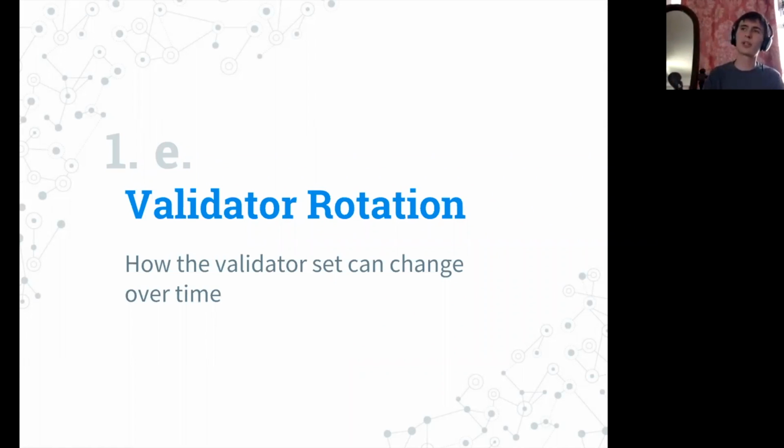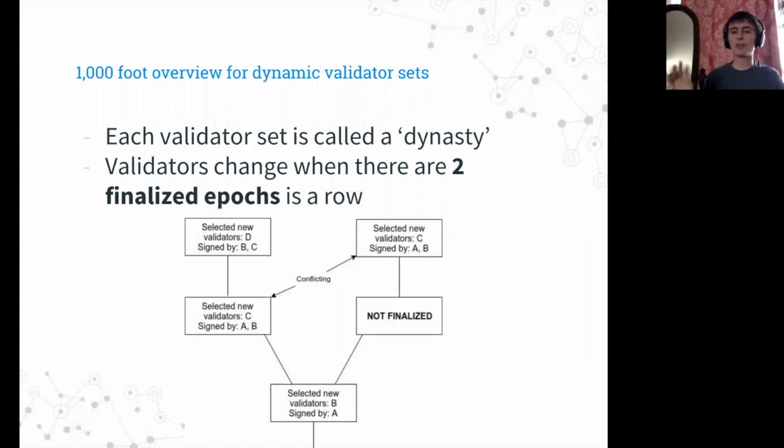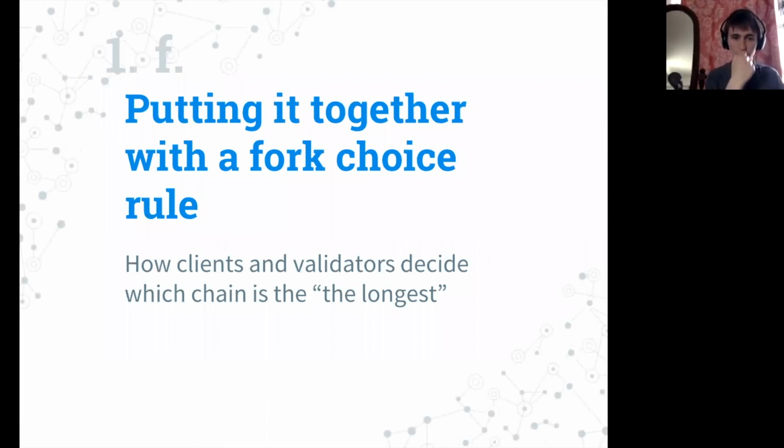There's a blog post on dynamic validator sets that you can read. Essentially, I'm not even going to really go into this, it's just too much. The rule is that if 2 epochs are finalized in a row, then the validator set is switched out, so new validators can join and old validators can leave. The rationale behind that is in the blog post, in the interest of time.